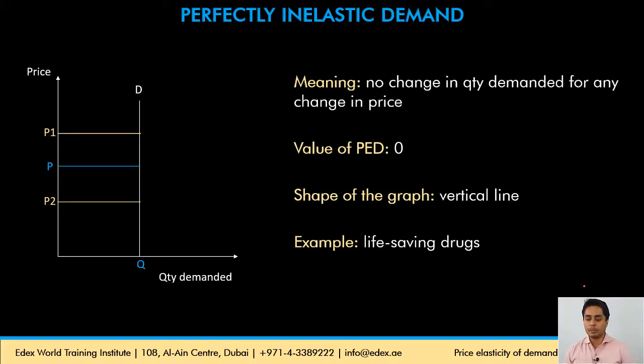So I've already told you the meaning: no change in quantity demanded for any change in price. The value of PED will always be 0 here. That is also logical because if you see the formula for PED, percentage change in quantity upon percentage change in price, and we've already seen the change in quantity is 0. So that makes the numerator in the PED formula 0, and ultimately the PED value is also 0. The shape of the graph is a vertical line.